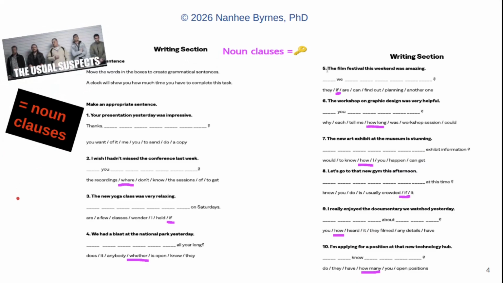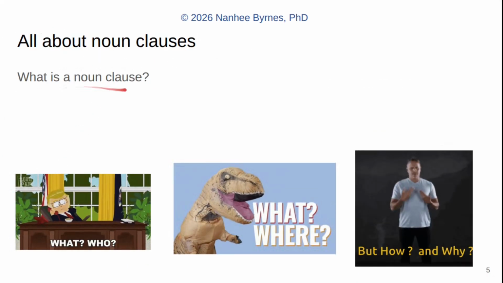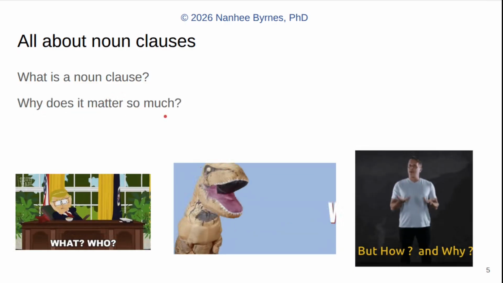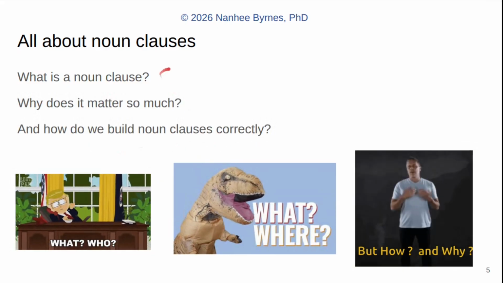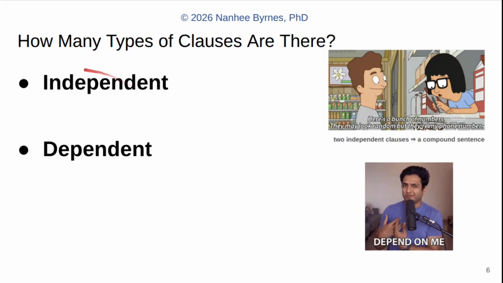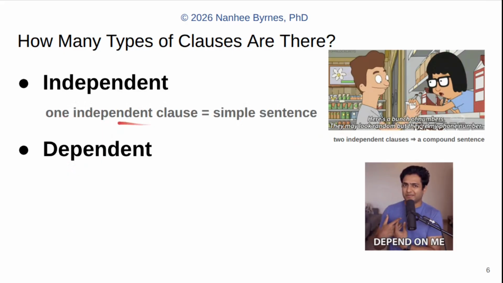This leads us to 3 key questions. What is a noun clause? Why does it matter so much? And how do we build noun clauses correctly? To answer these questions, we first need to understand clauses in general. A clause is a group of words that contains a subject and a verb. Clauses can be independent or dependent. An independent clause can stand alone as a sentence. For example, the house is cozy. A dependent clause cannot stand alone, but it functions as an element within a sentence.